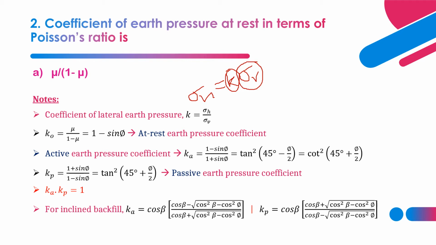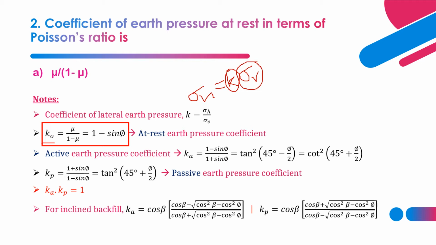If it is at rest earth pressure, then K naught shall be equal to nu by 1 minus nu in terms of Poisson's ratio, or 1 minus sine phi. So this is the at rest earth pressure coefficient in terms of Poisson's ratio and in terms of angle of internal friction of soil, that is phi. So K naught is equal to 1 minus sine phi. This is the at rest earth pressure coefficient.